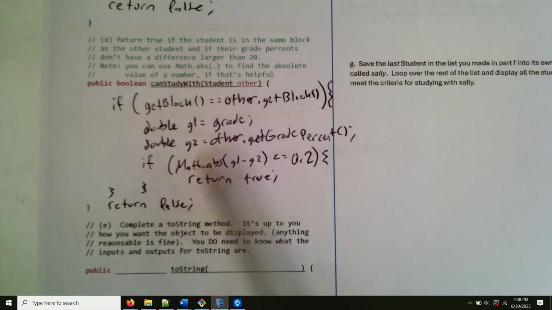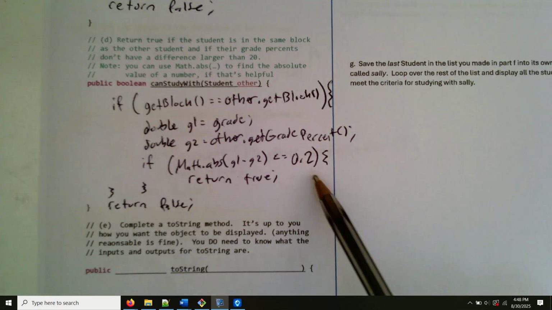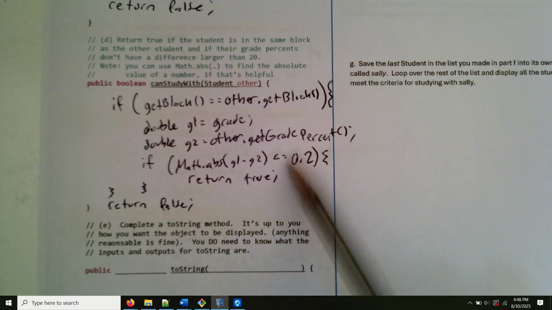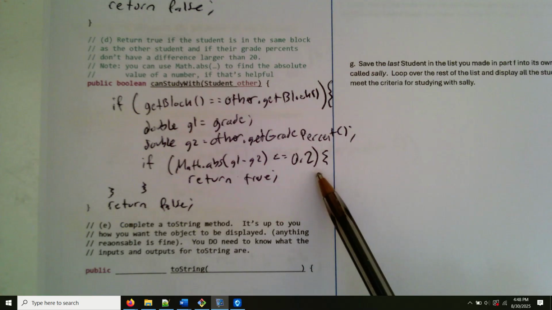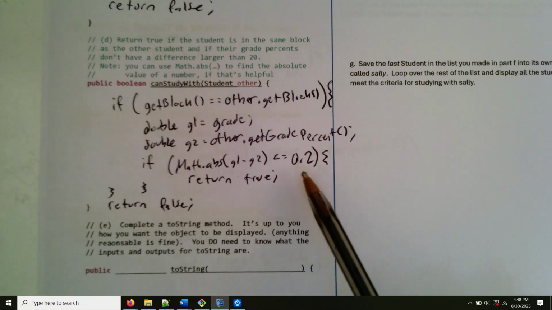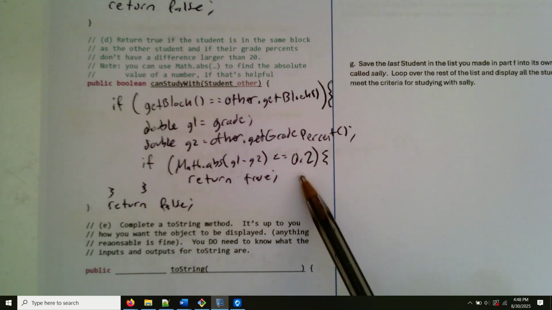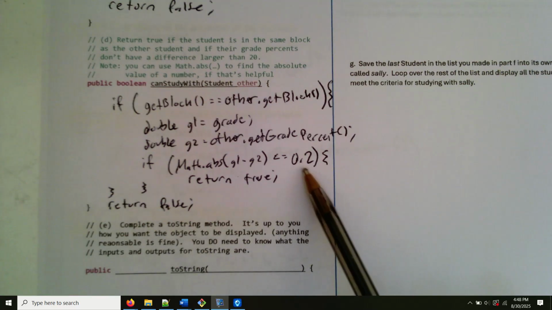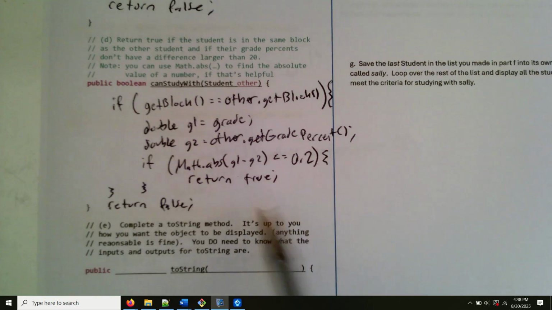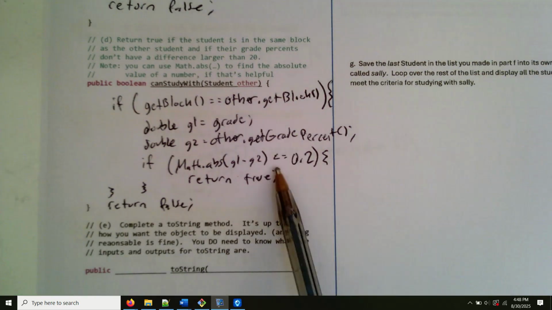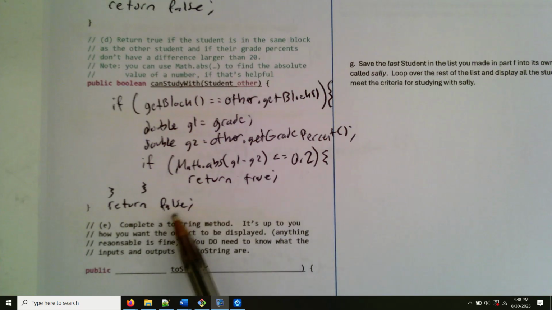Otherwise, look at G2 minus G1. That's okay. I didn't actually specify if the grade percentage was between 0 and 1 or if it was between 0 and 100. So I'll just interpret based on the number you have written here. So it doesn't have to be 0.2. If you wrote 20, that's totally fine. However, you do need to return true only if both of these conditions are satisfied. Otherwise, you need to return false to indicate they can't study with each other.